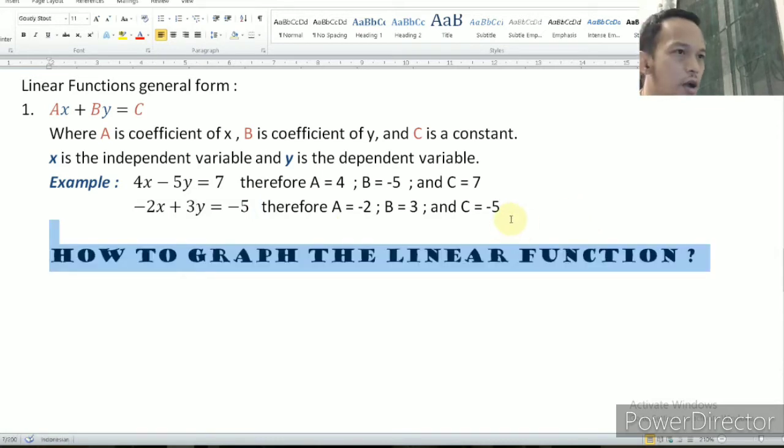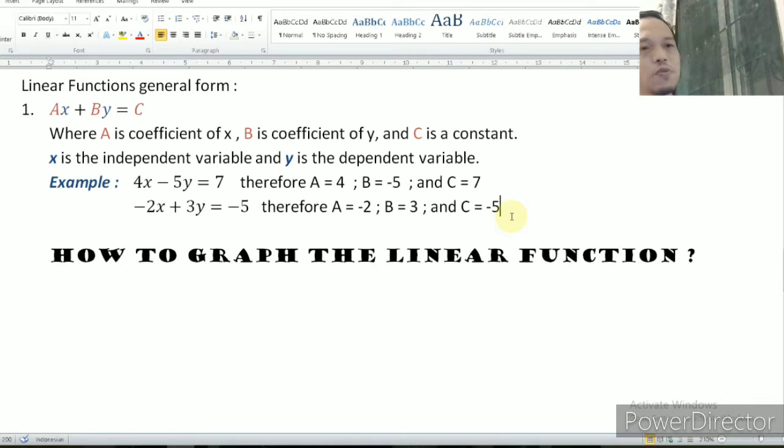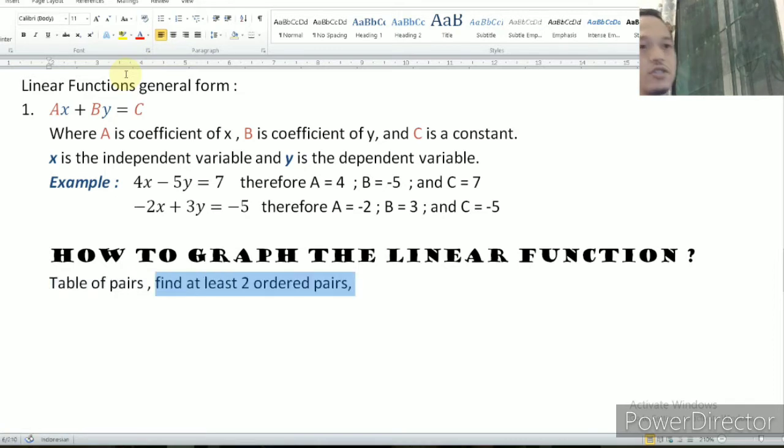Now, the first thing that we need to learn about this specific form is how to graph the linear function if you are given an equation in this kind of form. To graph this, the most common way is the conventional method, using a table of pairs. Since linear functions form a straight line, we have to find at least two ordered pairs, and then we connect them.